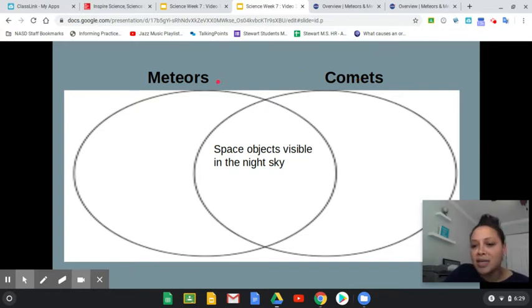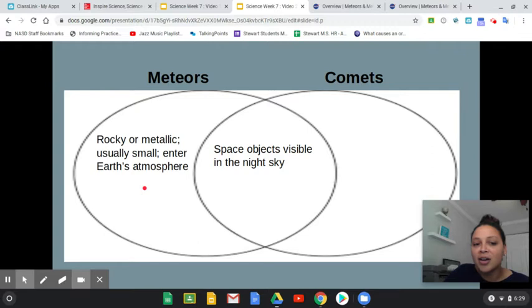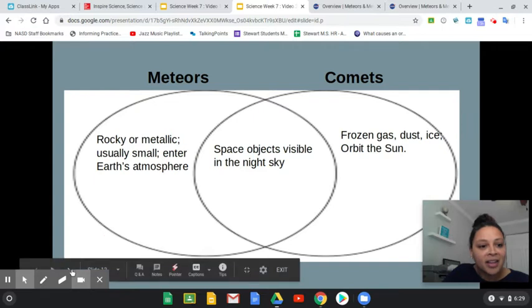And so what are meteors? Let's review. What are meteors? They are rocky or metallic and usually small, and they can enter Earth's atmosphere. What are comets? Let's review. Frozen gas, dust, and ice, and they orbit the sun. Very good.